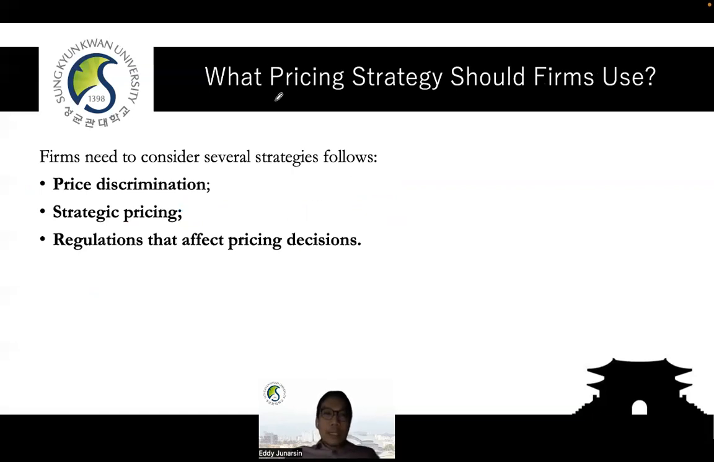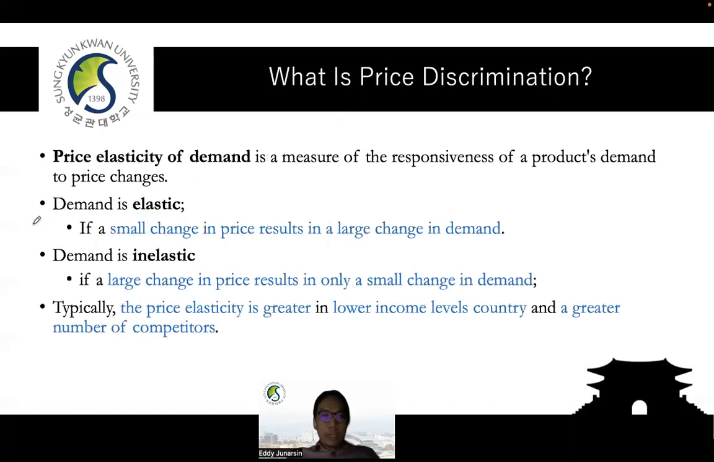Okay, so the next component, pricing. Pricing strategy: we could do price discrimination, decide on strategic pricing, and pay attention to the regulations that affect pricing decisions. Let's go straight to the first one, price discrimination, meaning that we discriminate the pricing in one market from another market.